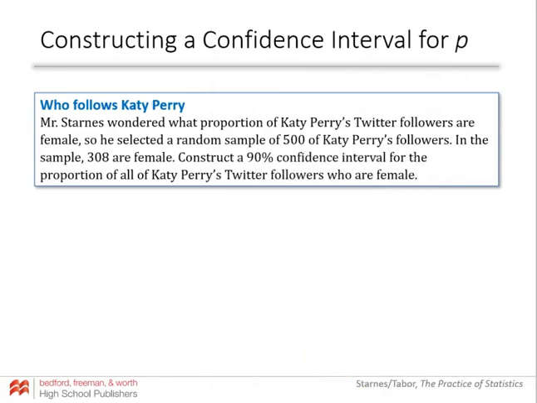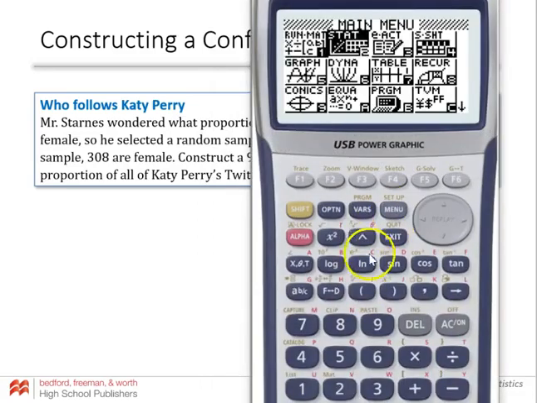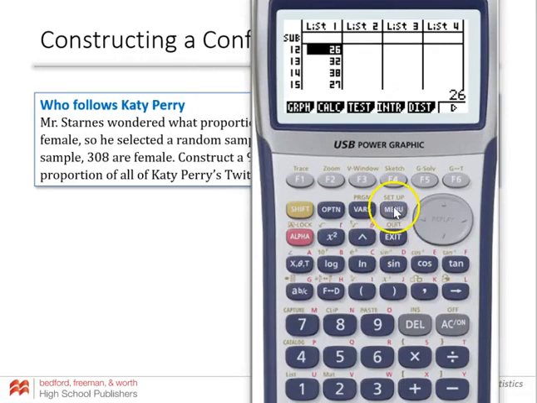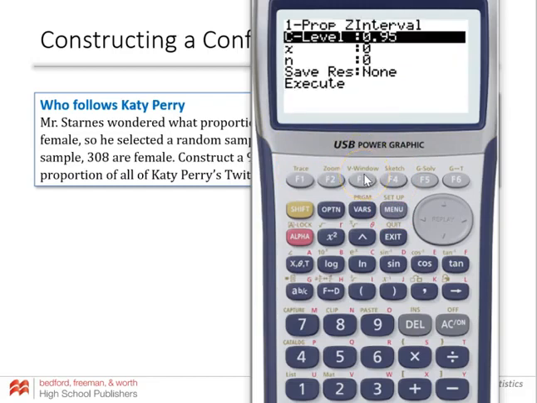Same thing on the Casio. We go to menu and stat. Let me exit out of this graph. This time interval is right here, INTR, that's what that stands for. So we're going to go to interval. We are doing a Z interval, and we're doing a 1 proportion, so 1P interval.